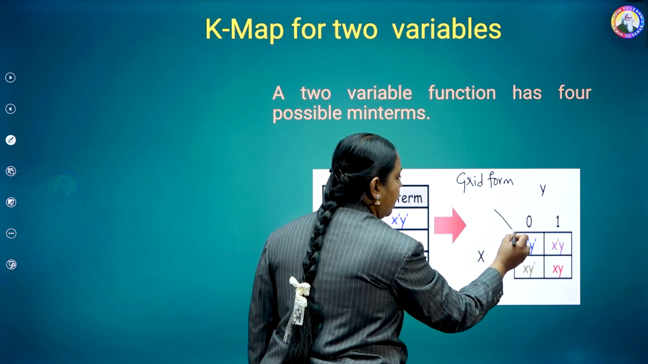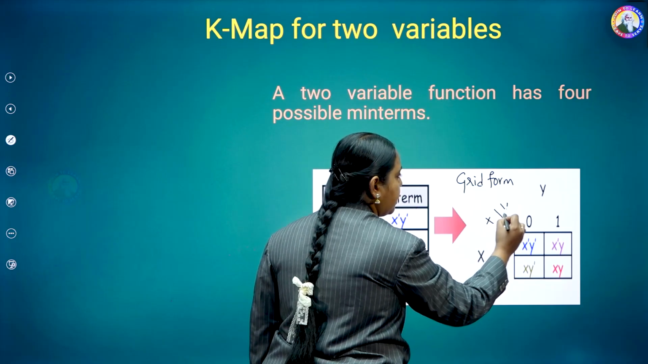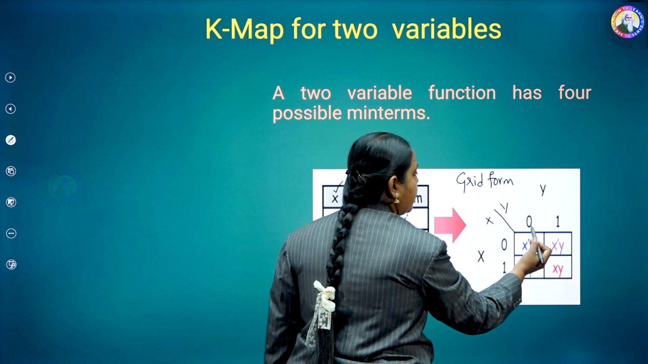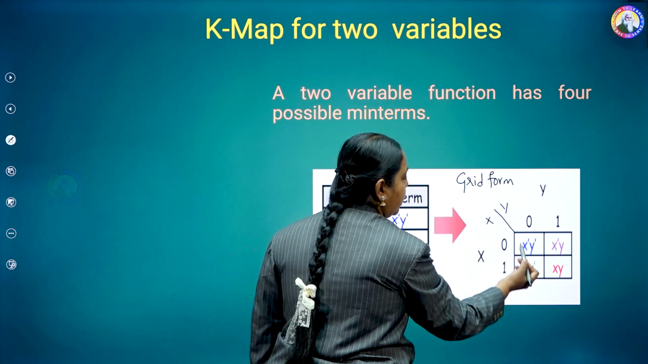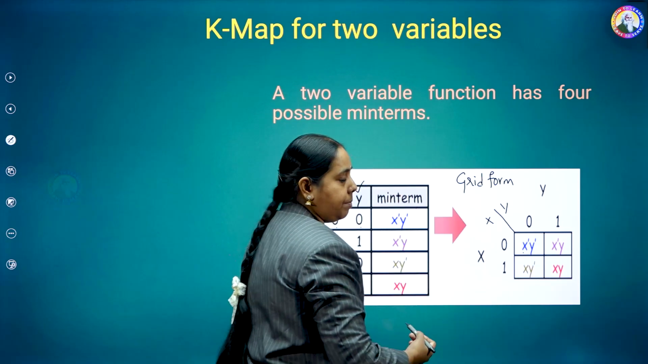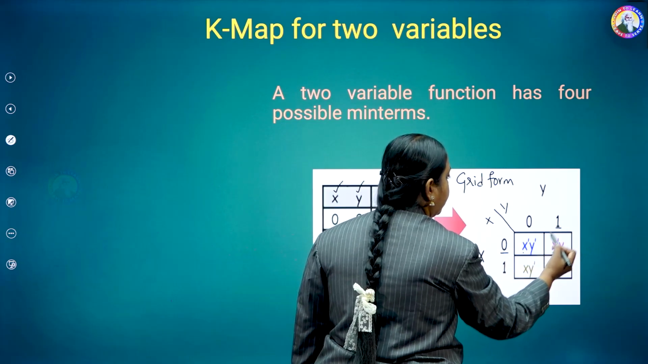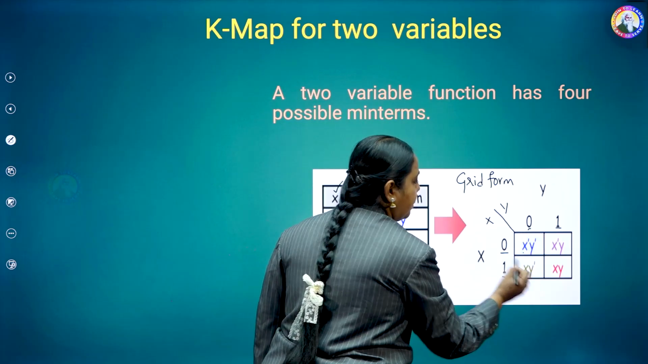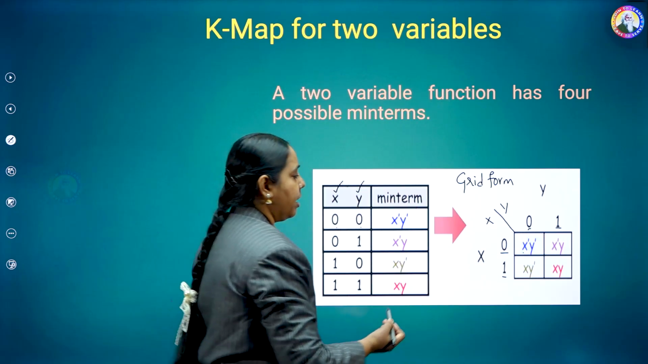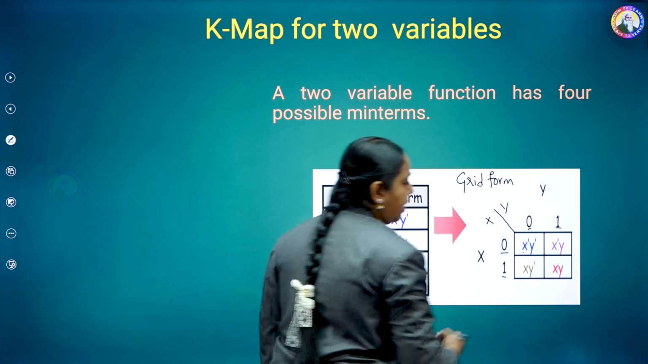So this represents x and this represents y. Right, so this is 0, 1 and 0, 1. So 0, 0 can be written as x bar, y bar. 0, 1 can be written as x bar, y. 1, 0 can be written as x, y bar. 1, 1 can be written as x, y.